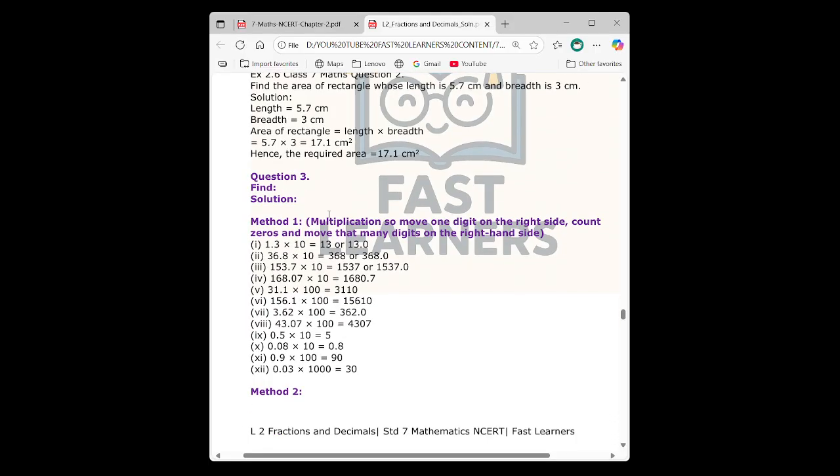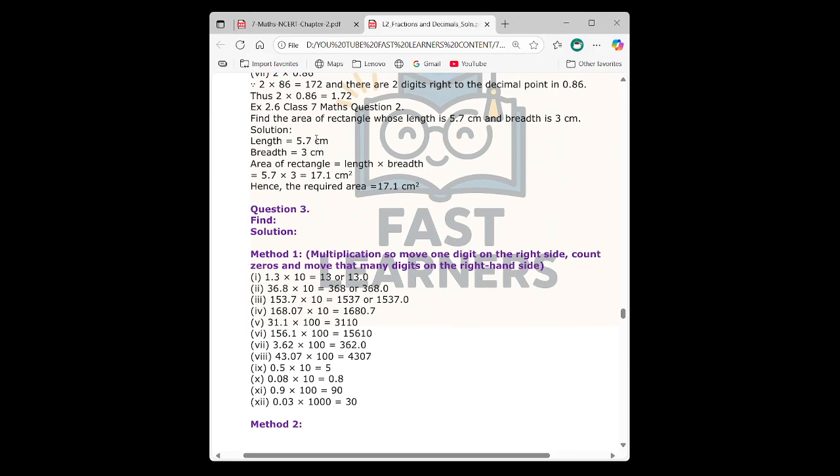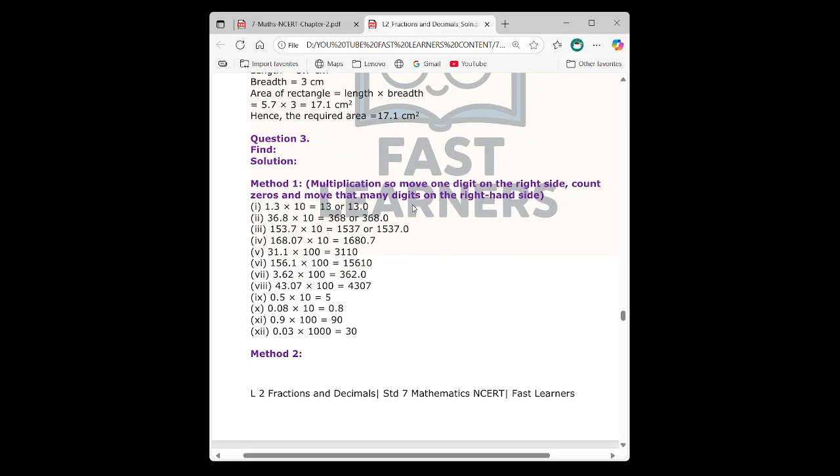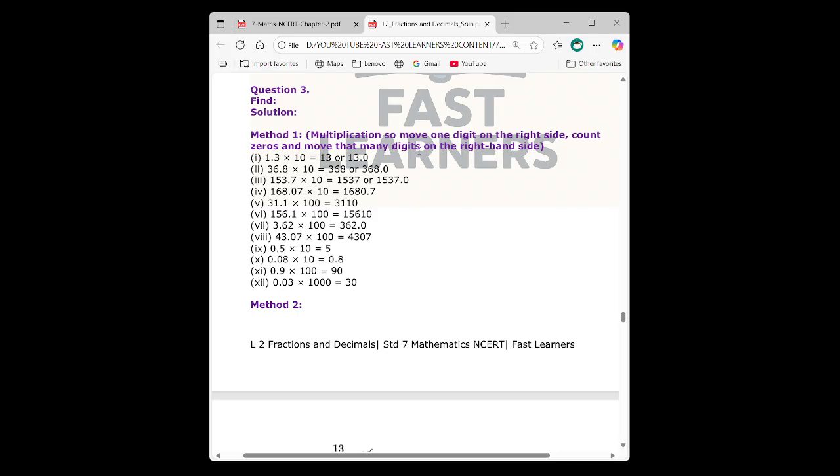Now let's see. This is the second question. Find the area of a rectangle whose length is 5.7 and breadth is 3. So you just multiply 5.7 and 3 and you get the answer. Now as I have explained to you multiplication, here you have to multiply. So what you will do, you will move one digit on the right hand side, count the zeros and then move that many digits on the right hand side. So 1.3.